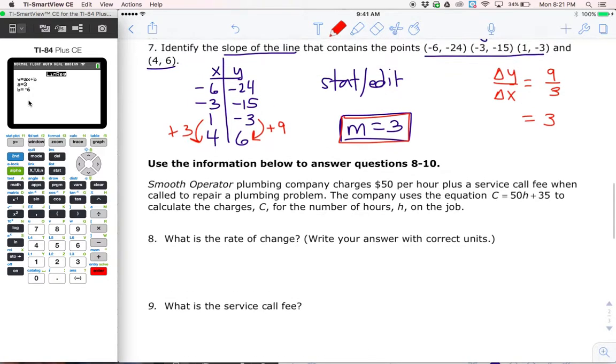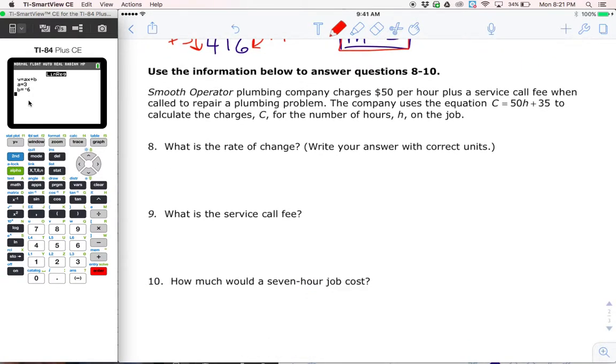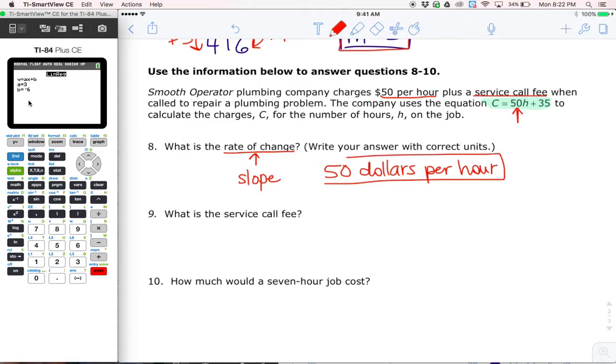Finally, the last couple questions here all deal with this word problem, so let's take a look. Smooth Operator Plumbing Company charges $50 per hour plus a service call fee when called to repair a plumbing problem. The company uses the equation C equals 50H plus 35 to calculate the charges C for the number of hours H on the job. What is the rate of change? Well, hopefully we know that this means slope, right? And my rate of change is the number with my variable, the number with h in this case, so $50 per hour. All right, $50 per hour is my rate of change.